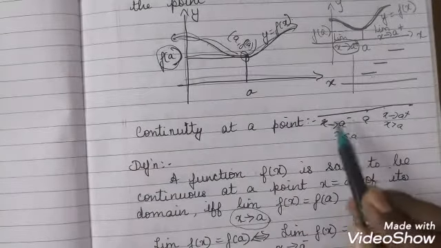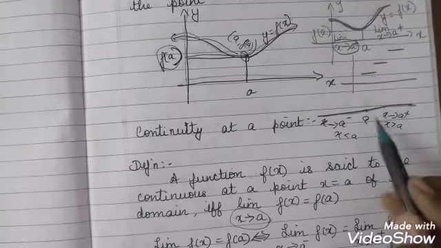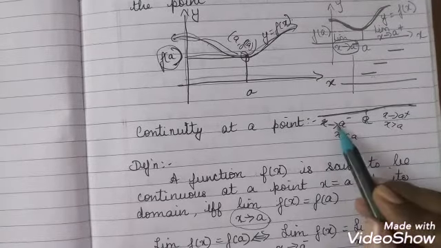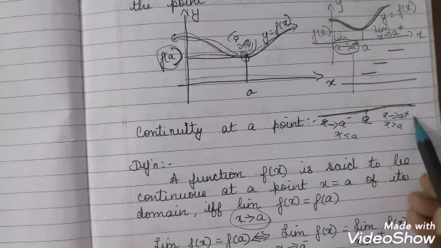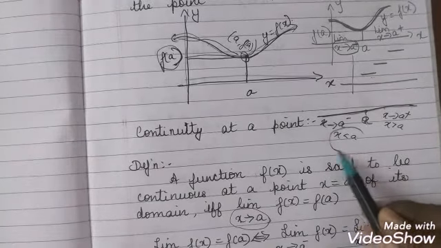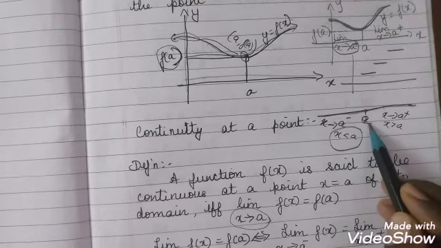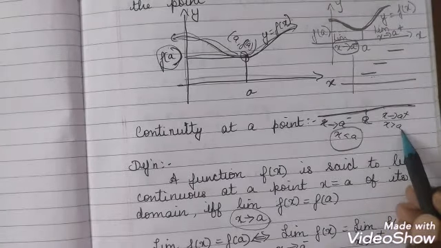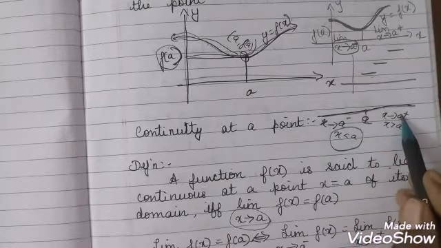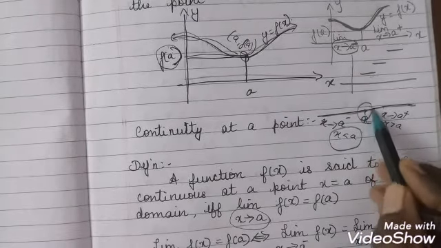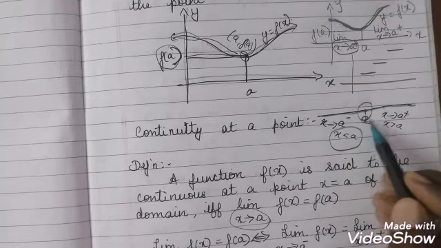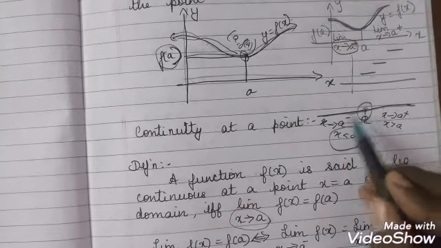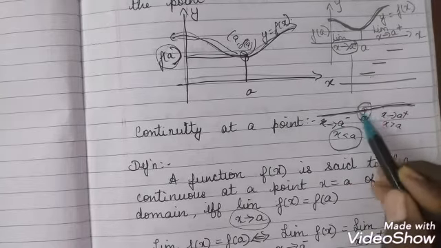Continuity at a point. Here I have drawn a number line with the point a. x tending to a minus is nothing but x less than a, and x tending to a plus is nothing but x greater than a. If both of these converge to one point, then I can say that it is continuous. If it converges to one point, there is no break.